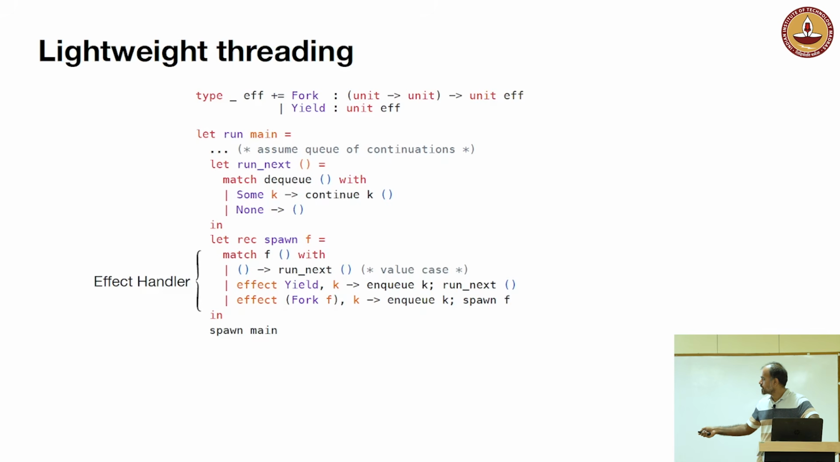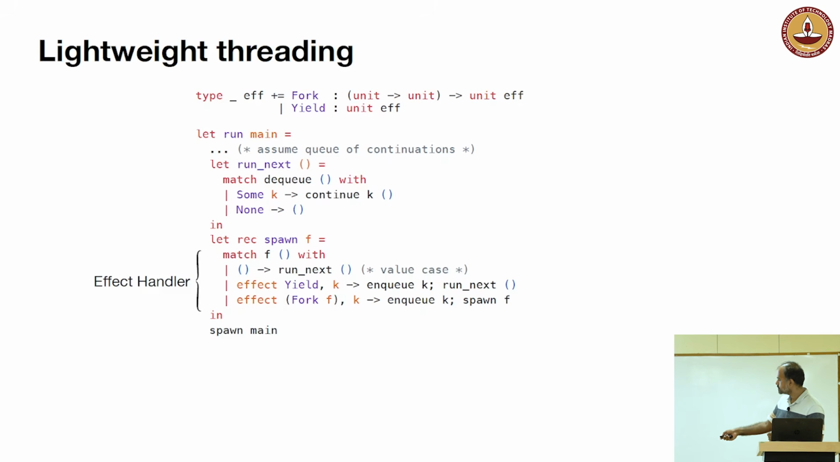What does run next do? Run next looks at the queue of continuations, and if there is a continuation, it resumes it. If there is none, then you're done, right? There are no continuations and you are done, so the program is done. But this computation may also try to create other threads, right? And try to yield. So both of these are handled as effects here.